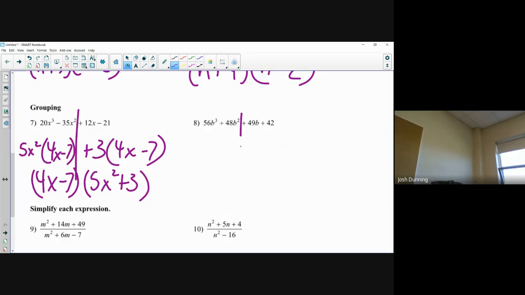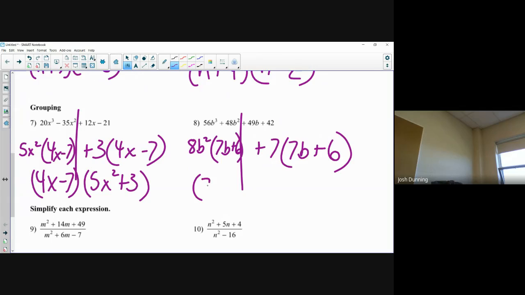Eight, same idea here. We'll divide those both by 8 with a b squared. So 7b plus 6. On the other side, divide that by 7. Take the 7b plus 6 out, and you're left over with 8b squared plus 7.